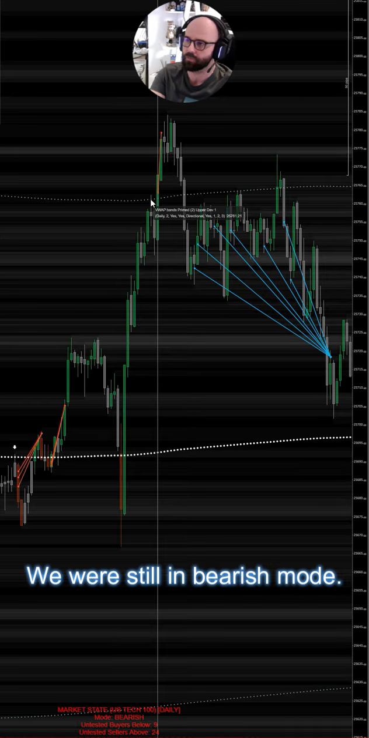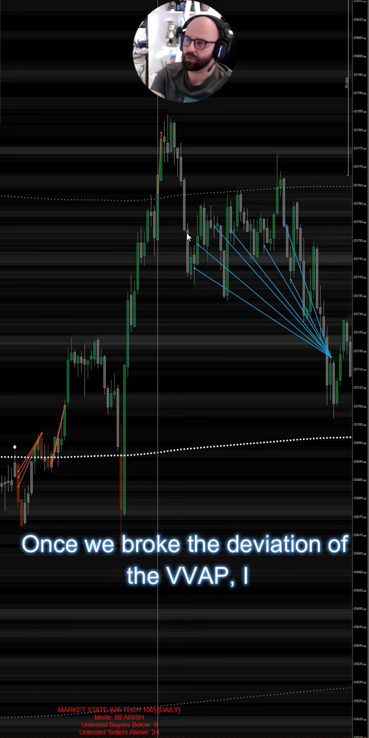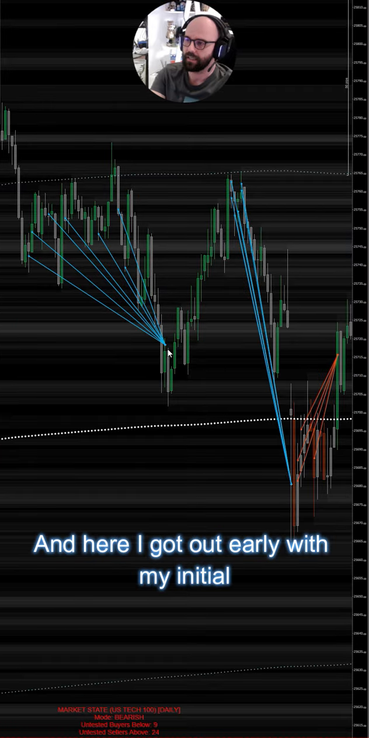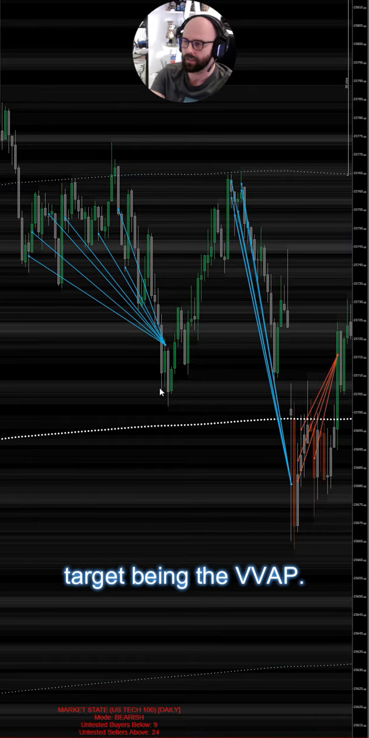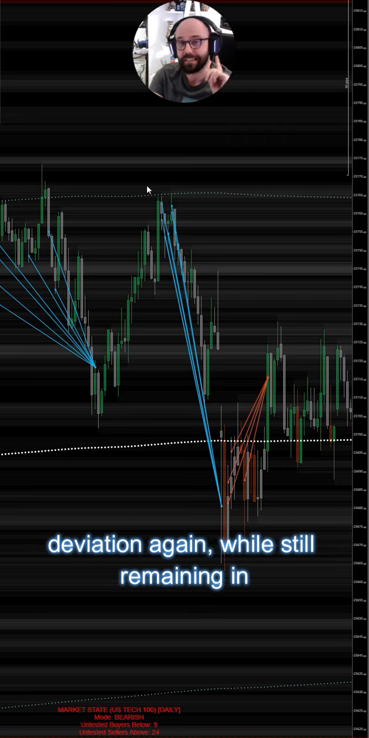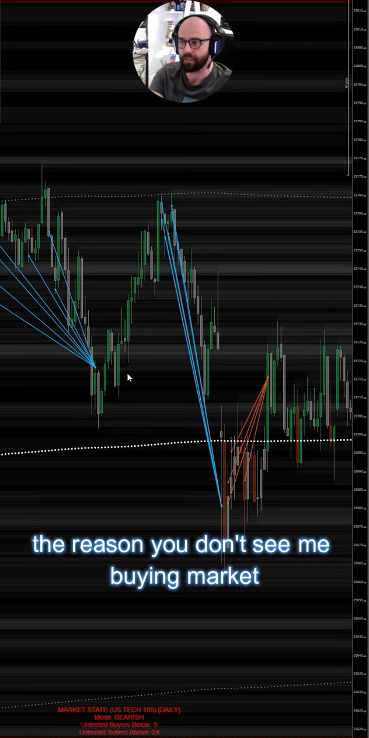We were still in bearish mode once we hit this deviation, took one trade, got out real quick. Once we broke the deviation of the VWAP, I started building a second position, and here I got out early with my initial target being the VWAP. Once we made a second retest of the deviation again, while still remaining in bearish mode, that's key to know. That's the reason you don't see me buying the market yet.